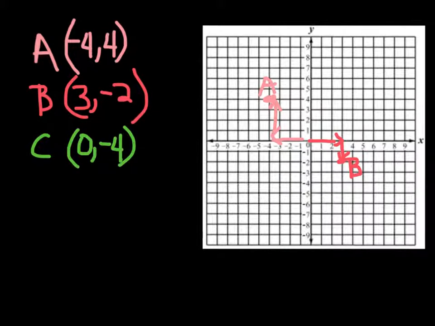Point C is (0, -4). So again, we start at the origin. There is no shift in the x, so we're staying at 0, but the y value is -4. So we just go straight down 4 units, and there is our point C. If a point lies on the axis, then it doesn't lie in a quadrant, it just lies on the axis.